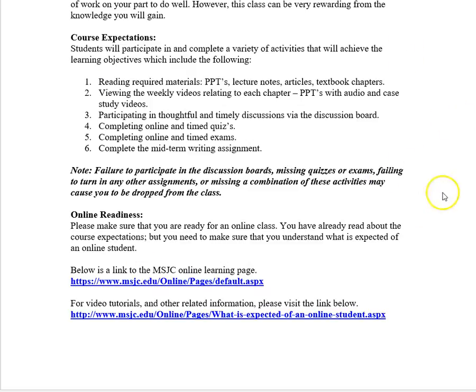Now, one thing to notice: failure to participate in the discussion boards, or missing quizzes or exams, or failing to turn in any other assignments, or missing a combination of any of these things may cause you to be dropped from the class. So understand that online classes, while sometimes they're viewed as being a little bit easier, you really need to keep track of the dates. That's a very important way for you to be successful.